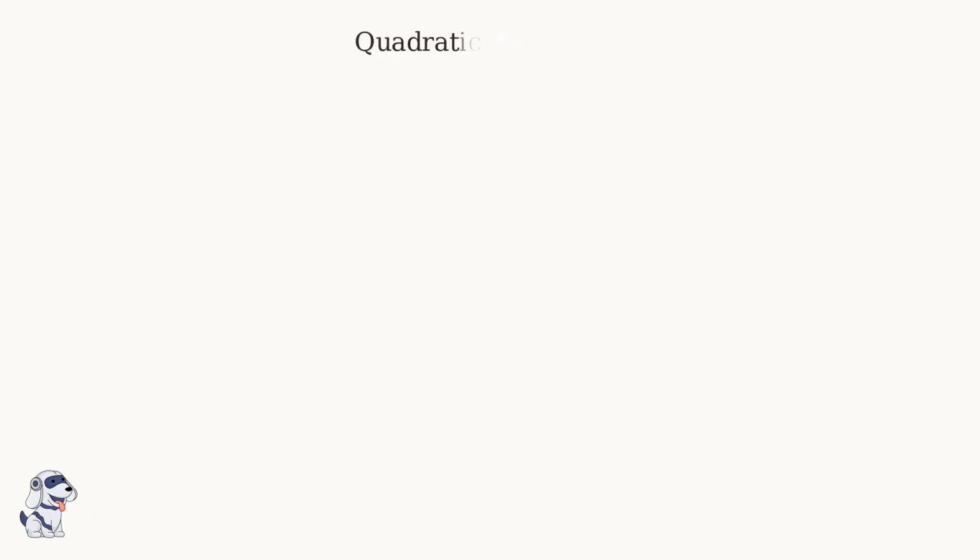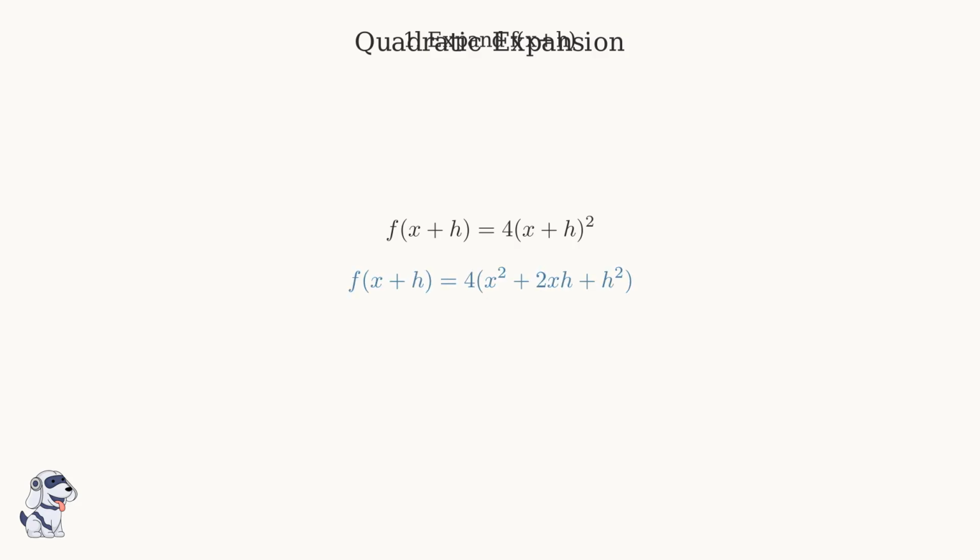To find the derivative of quadratic functions, we use algebraic expansion. Let's start with 4x squared. First, we replace x with x plus h and square the binomial. Expanding that gives us 4x squared plus 8xh plus 4h squared.